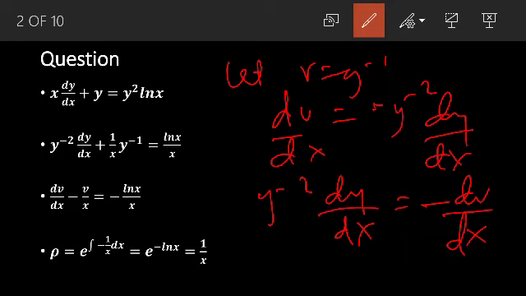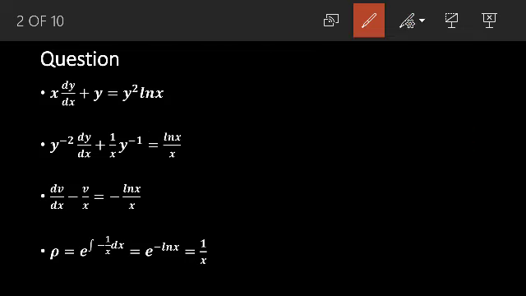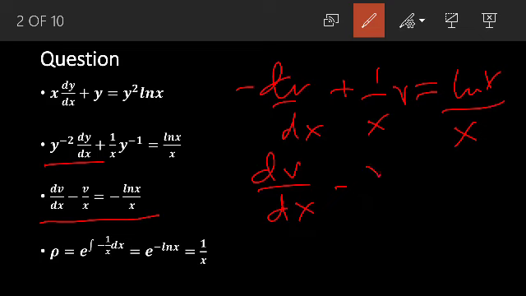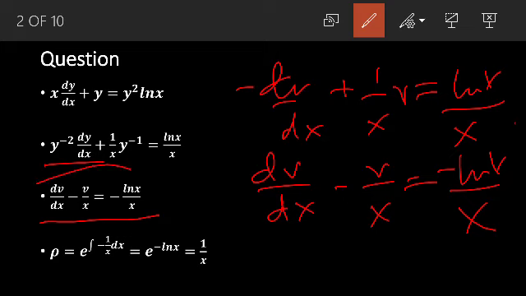Now, if we substitute the values, this is exactly what we are going to get. Your y raised to power minus 2 dy/dx becomes minus dv/dx, then plus 1 over x times your y raised to power minus 1, which is v, equal to, here we already have ln x over x. At this point, we can take care of this minus, multiply through by minus 1, and we are going to get dv/dx minus v over x equal to minus ln x all over x. And that is a first order linear equation.